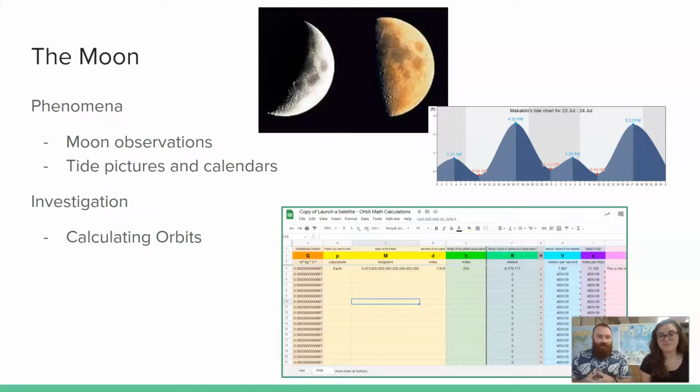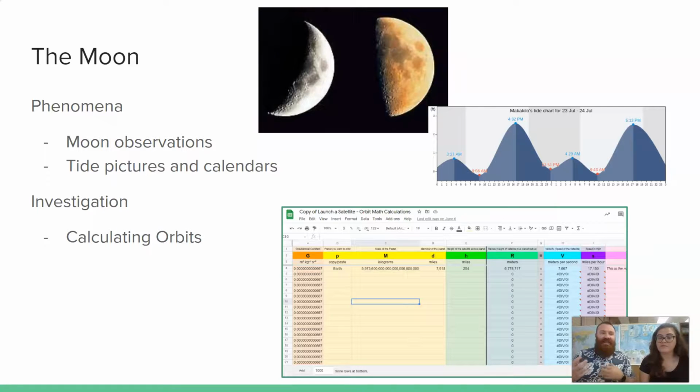There's also tide pictures showing them the difference in tides, and looking at the tide calendar and thinking about how can we predict the tides and what is going on here. So of course we're talking about gravity and orbits, right? So the investigation, this is our first investigation, will be asking a question about the relationship between mass and distance in determining an orbit.